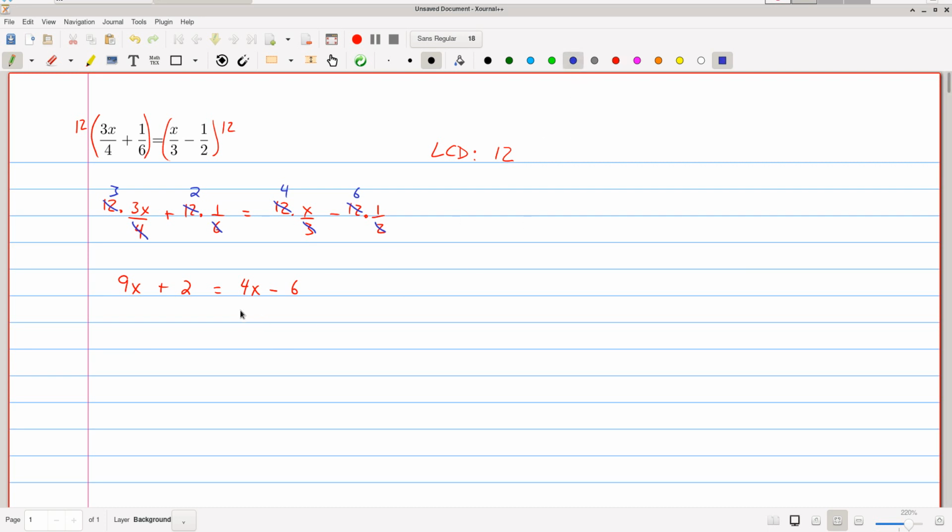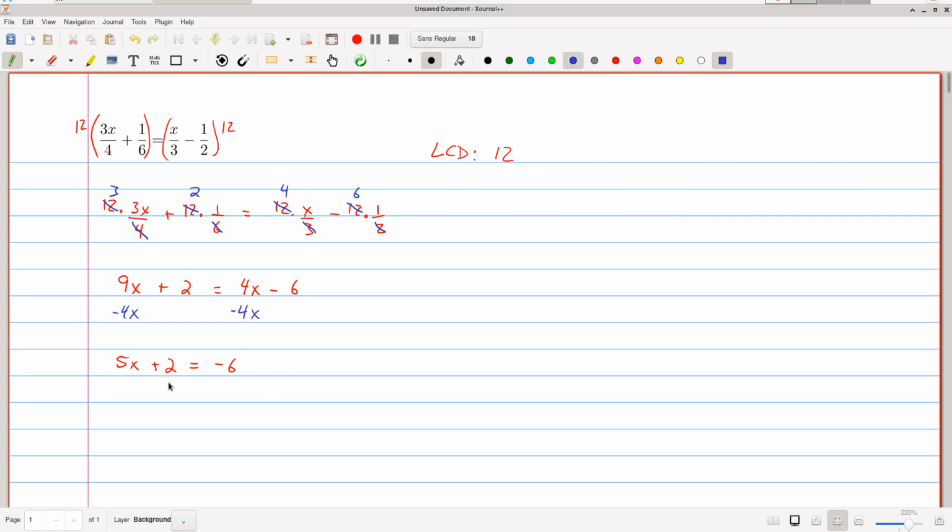Next, we're going to get all the x's on the same side. To do this, we can subtract 4x on both sides of the equation. So on the right-hand side, they're going to cancel. And on the left, we now have 5x plus 2. On the right, since the x is canceled, we have negative 6.